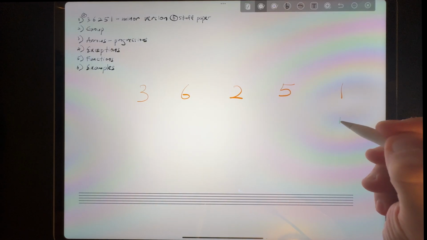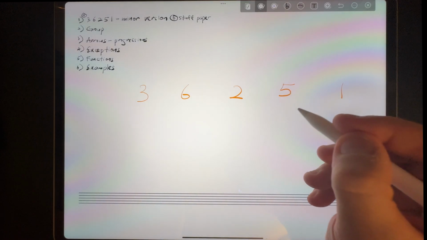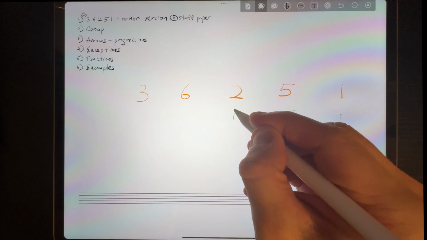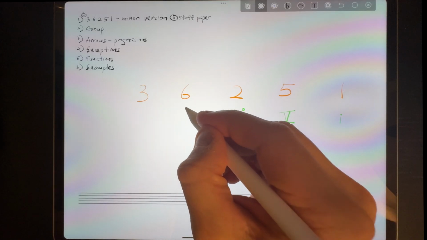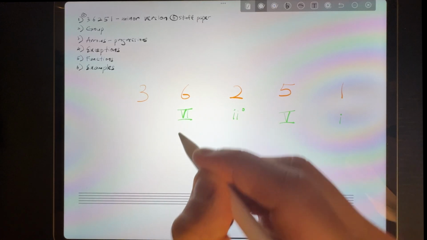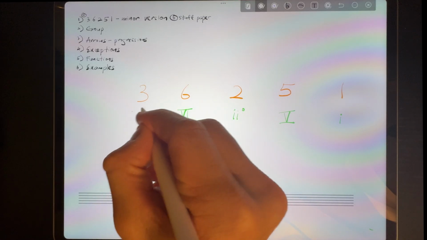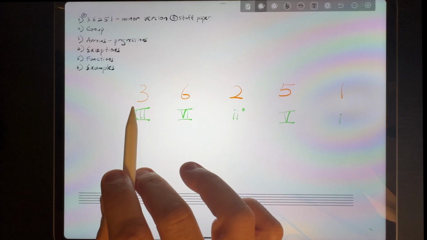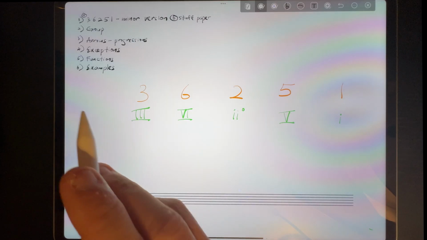Okay, one would be minor 1, a fifth up will be a major 5, another fifth up will be a diminished 2, a fifth up would be a major 6, a fifth up would be a major 3, a fifth up from 3, we have two versions of the 7 chords. The first one would be the major 7.